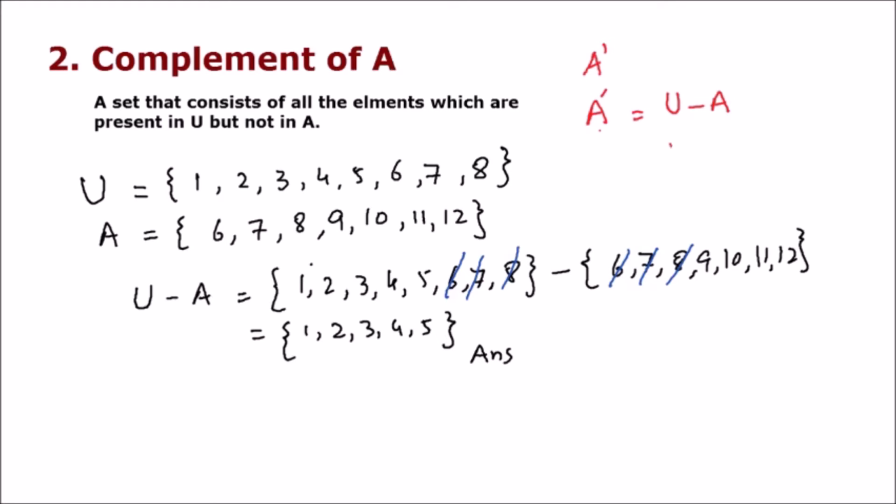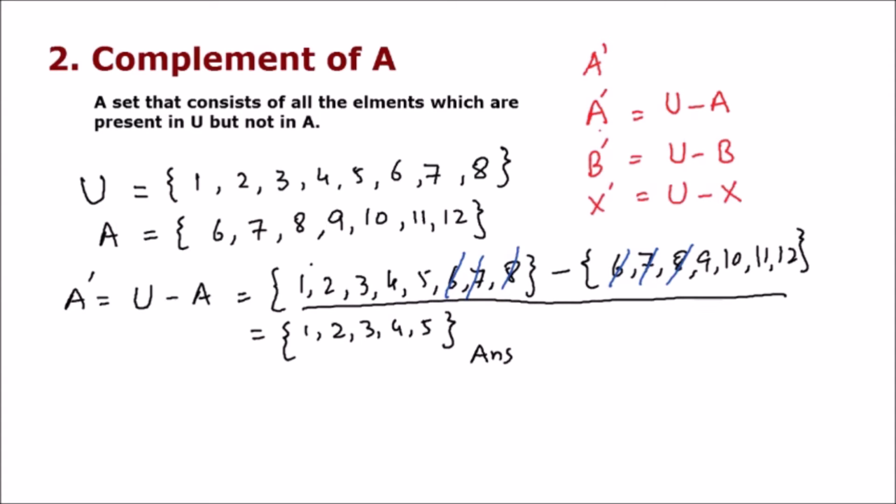If we are subtracting a set B from U, we will write B and the sign of complement, B complement. So we read it as B complement. Now if we are going to subtract any other set, for example X from U, we will write X complement. So here what we have done in this question, we have subtracted A from U, so we will write A complement. In this, the method is exactly as we have done in difference of two sets.